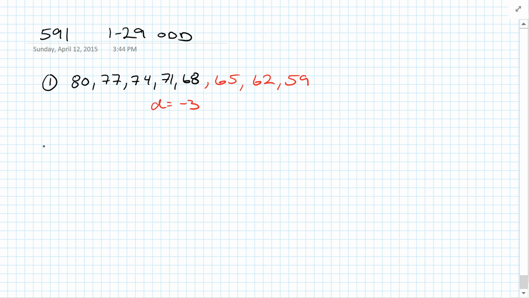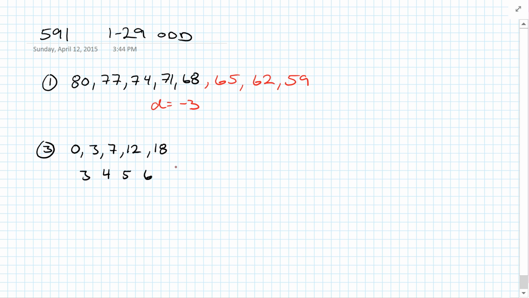Number 3: 0, 3, 7, 12, 18. So when we look at a common difference between the first term and the second term, there's 3. Second term and third term is 4. Third and fourth is 5. Fourth and fifth is 6. So we can assume we're adding 1 every time.